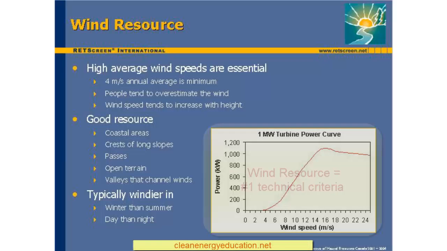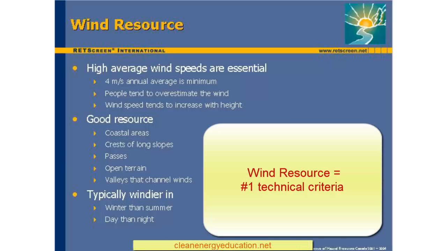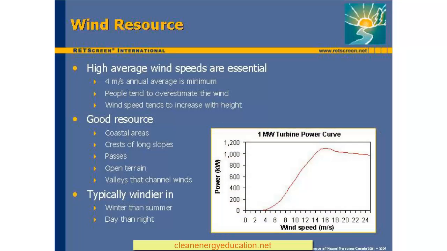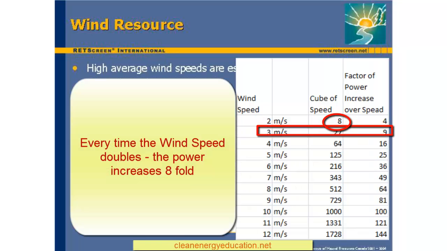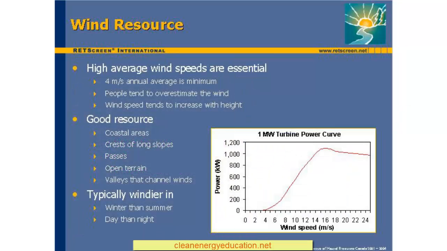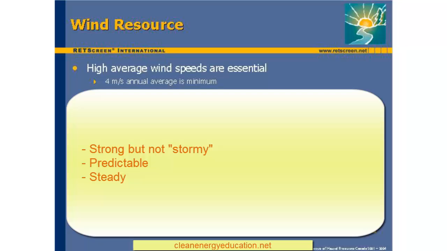Wind resource. A good wind resource is critical to the success of a commercial wind energy project. The energy available from the wind is not linearly related to the wind speed, but rather increases in proportion to the cube of the wind speed. This means that doubling the wind speed results in 8 times more energy in the wind. The wind developer seeks strong, steady winds with few periods of calm and few storm periods when wind speeds are too high to be used by the turbine.